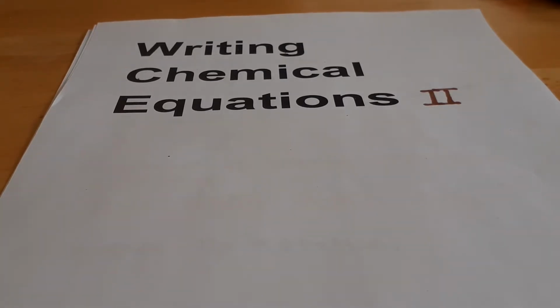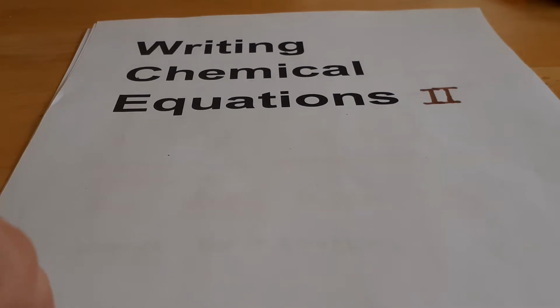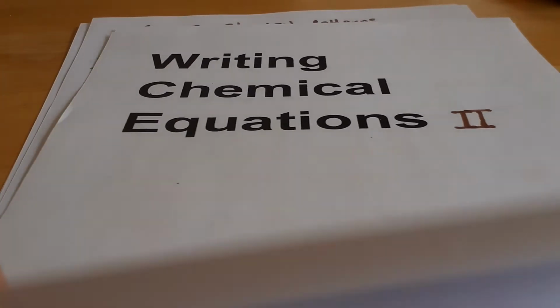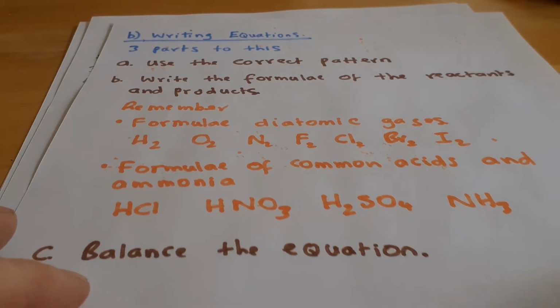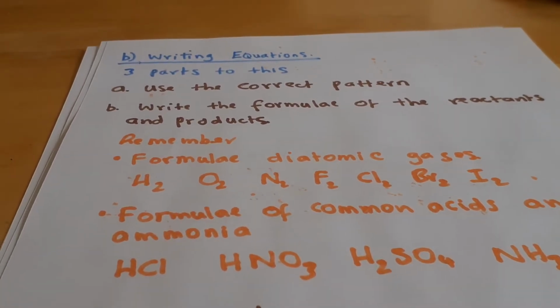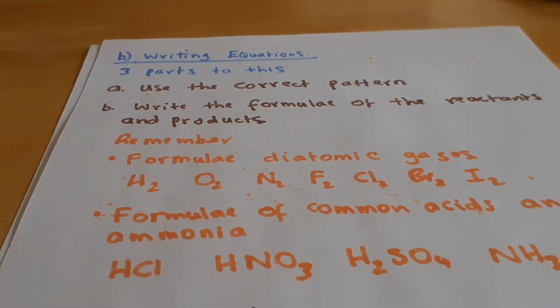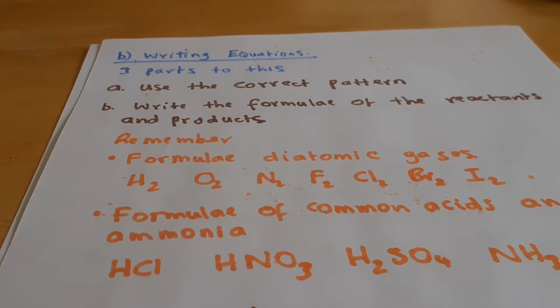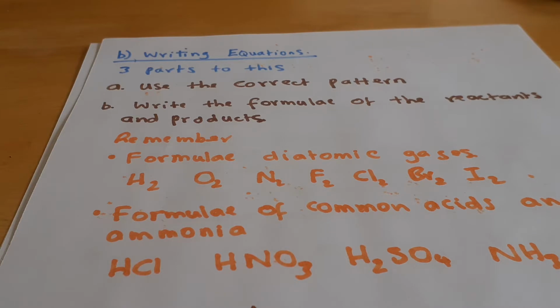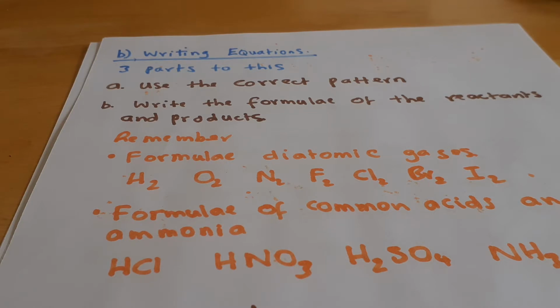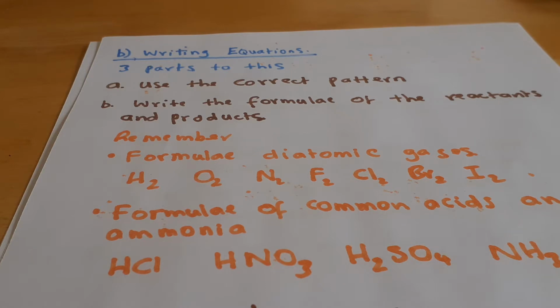This is my second video on writing chemical equations. This time, what I'm looking to do is to write equations from scratch. Now, this is a higher level skill and will tend only to be asked on the higher tier papers. To do this, there are three parts. First of all, you need to use the correct pattern to name the products. As before then, you have to write the formula of the reactants and products, as we've done through writing chemical formula.